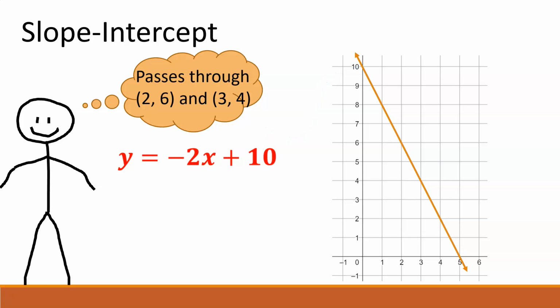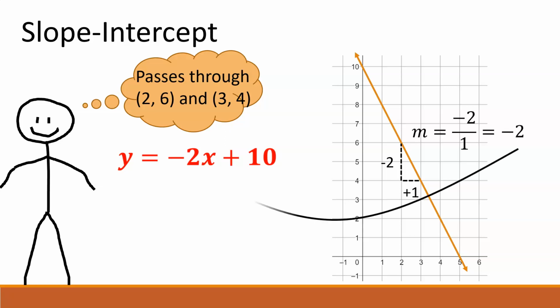And in my line, the slope is negative 2. Let's see if that's what your slope is. Go down 2 over 1. Yep, your slope is negative 2 as well. Our slopes match, our y-intercepts match, so that means y equals negative 2x plus 10 really is the equation of the line that passes through (2, 6) and (3, 4).